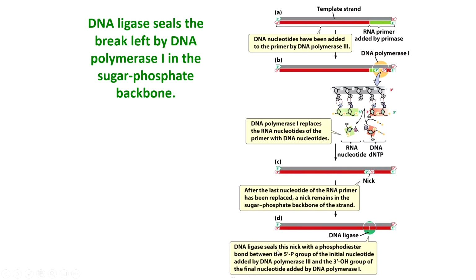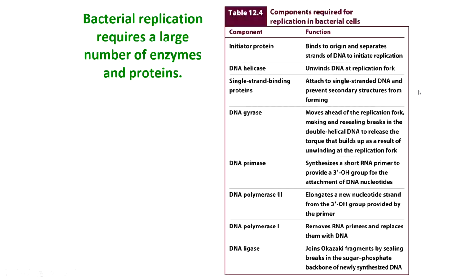And so that is done by DNA ligase, which seals the break with a phosphodiester bond between the 5' phosphate group of the first nucleotide that was added, and then the 3' OH group of the last nucleotide that was added by DNA polymerase 1. And so DNA polymerase 1 can fill in this gap. DNA polymerase 3 can also fill in that gap. And then ligase creates the last phosphodiester bond.